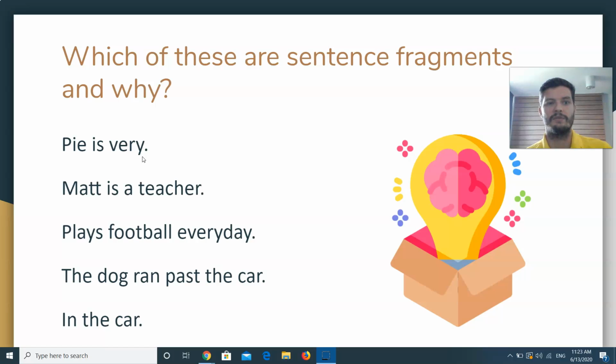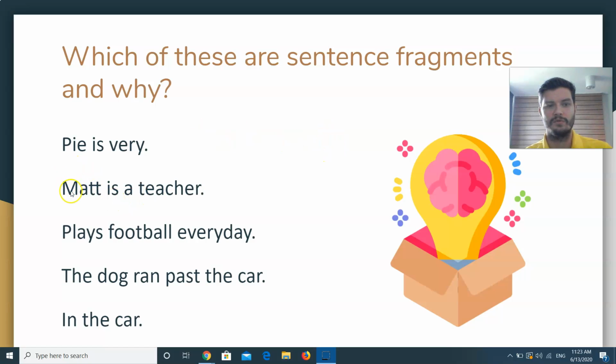Well, does it have a subject? Yes, it does. Pie. Pie is our subject. Does it have a verb? Yes, it has a verb. Is. But what is it? It's very delicious? Disgusting? I don't know. So it does not express a complete thought. So in brackets here, you can say sentence fragment does not express a complete thought.